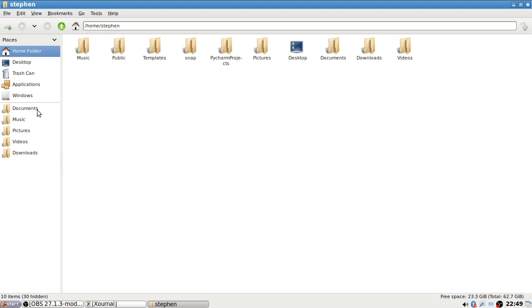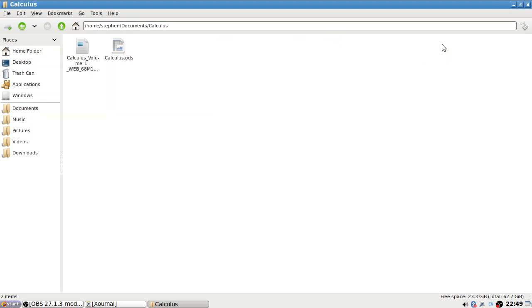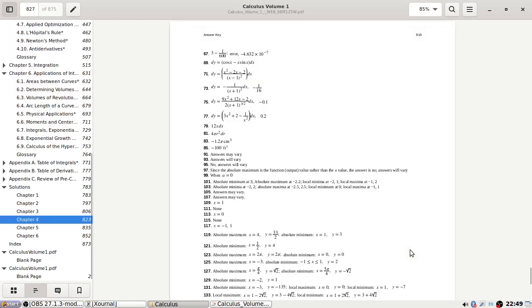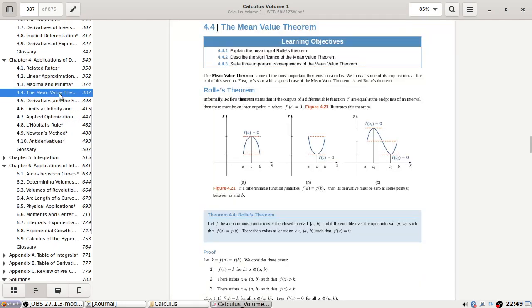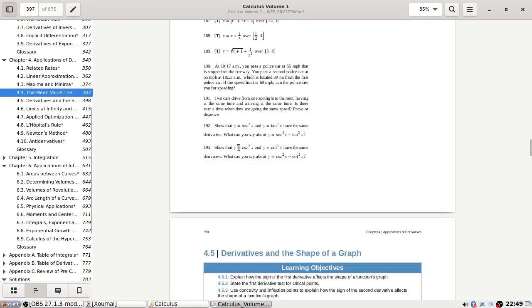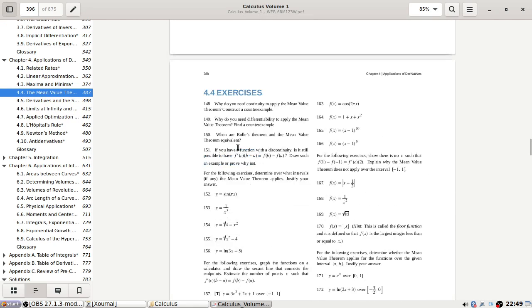Okay, let's continue where we left off. Let's see, I guess we're on to the next section, mean value theorem. Let's see what we have to begin with.